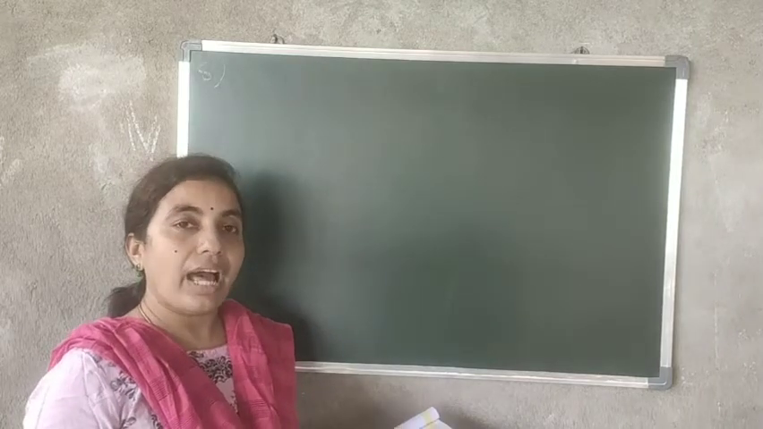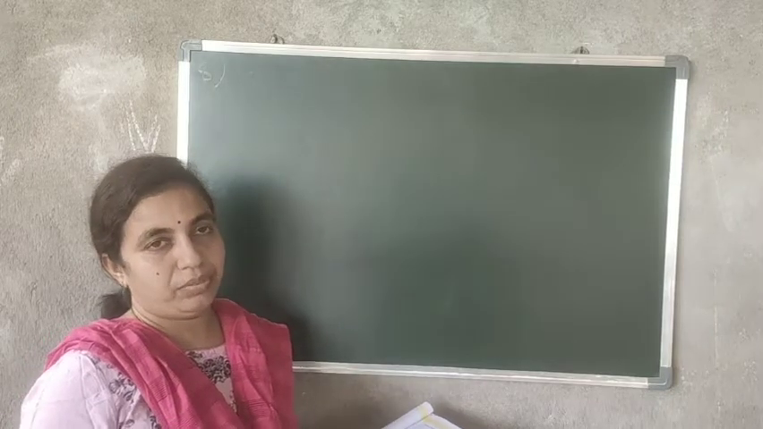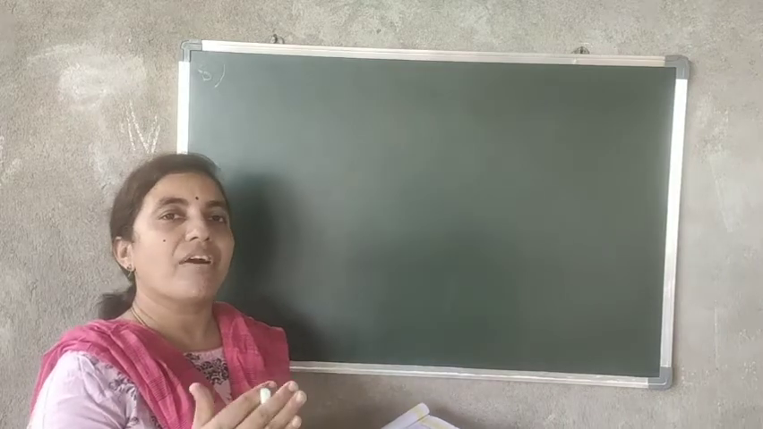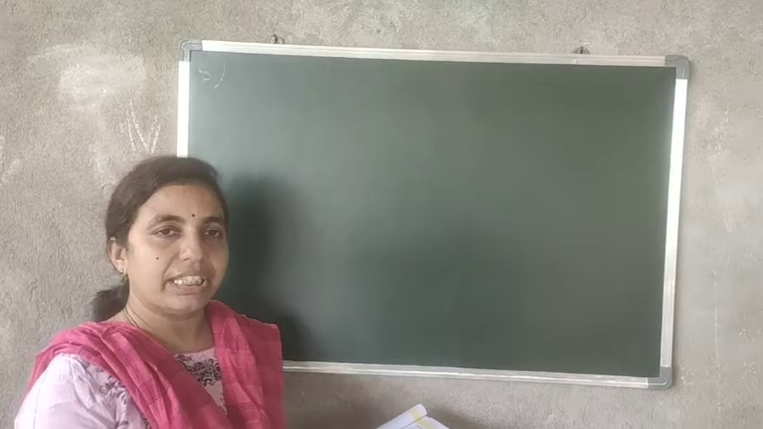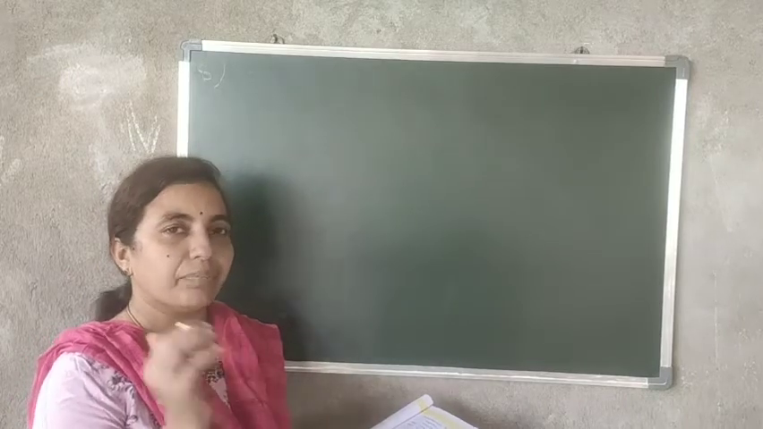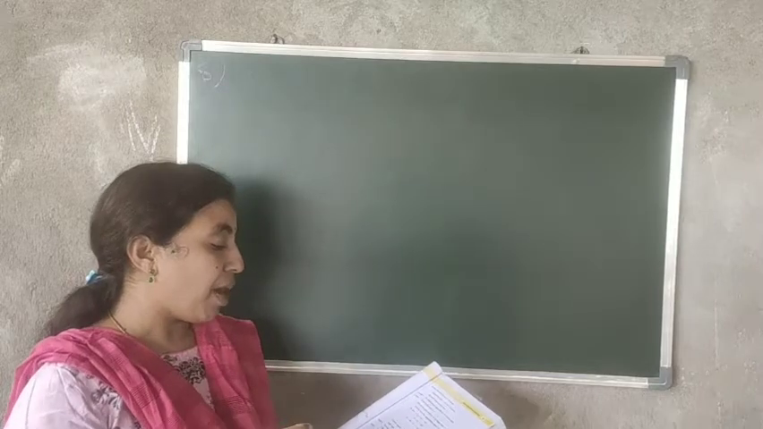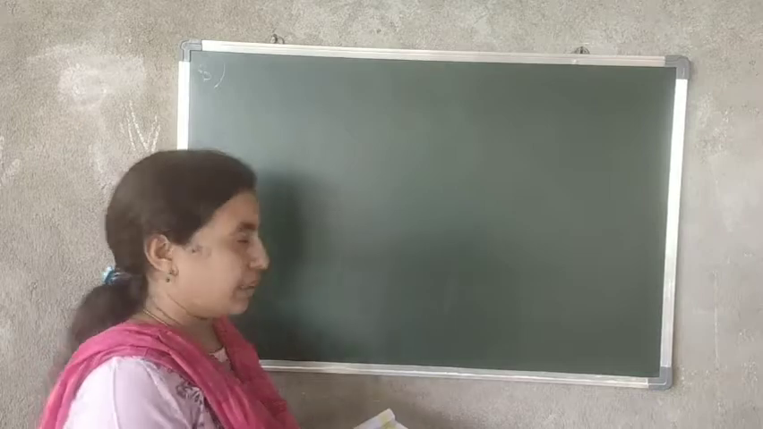Her mother's age is 4 times that of Vijaya's age. Vijaya's age is X, so 4 times X is nothing but 4X. Next, after 6 years, the sum of their ages will be 62 years. Find their present ages.